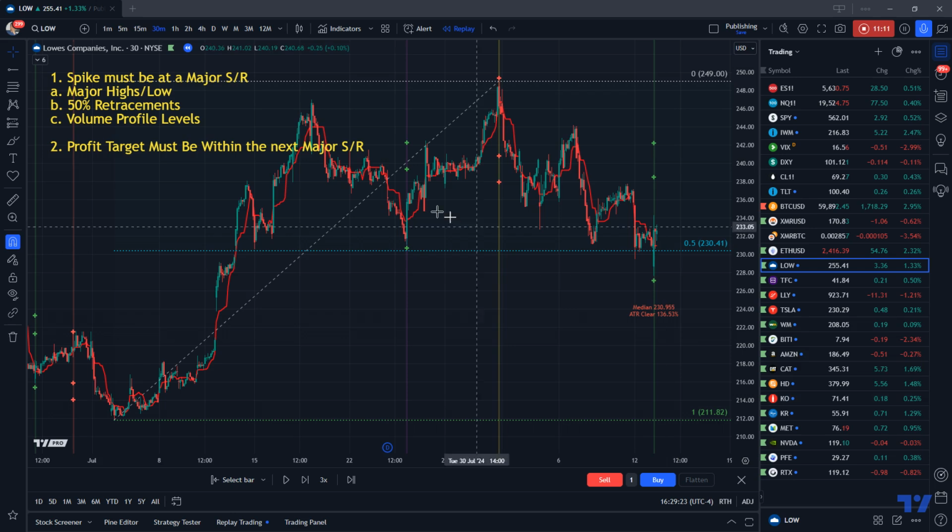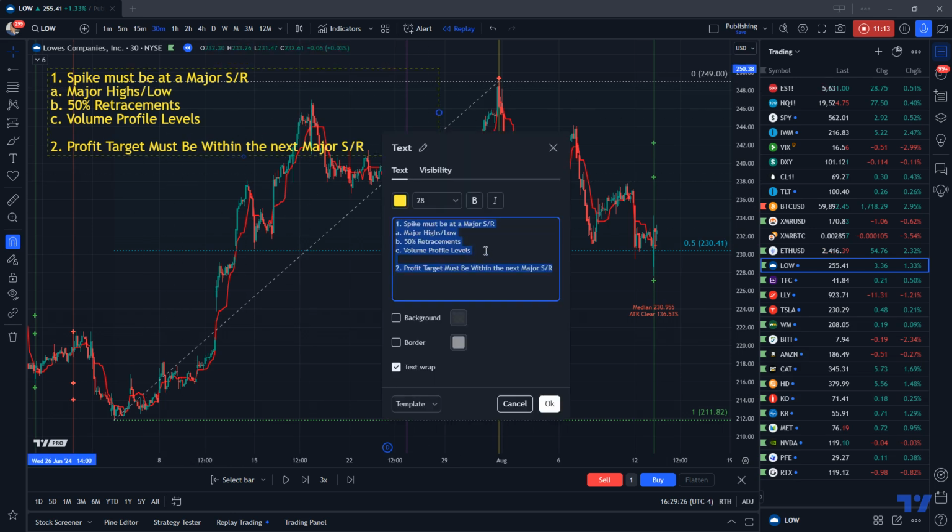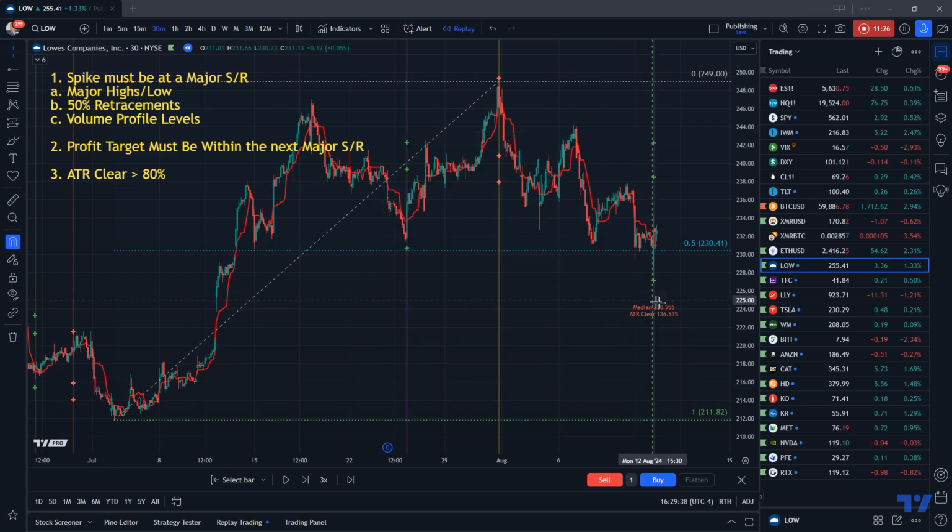Oh, I forgot one thing in my rules. Number 3, ATR clearance greater than 80%. What does that mean? Let's talk about that before we play this out. So if you notice here in the indicator, it says ATR clearance 136.53%.